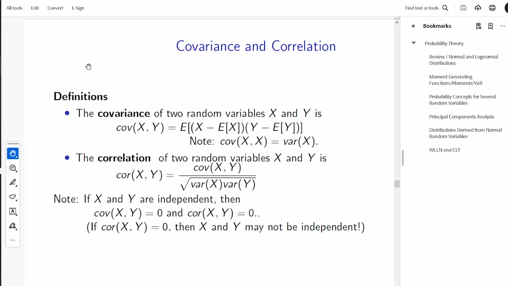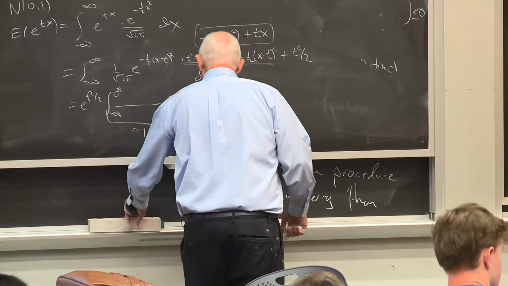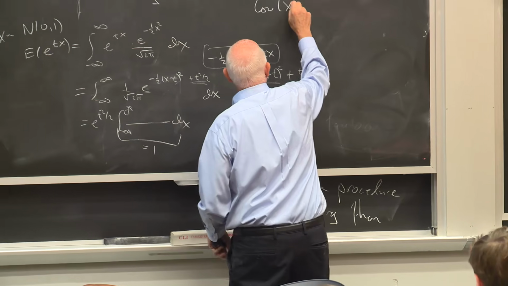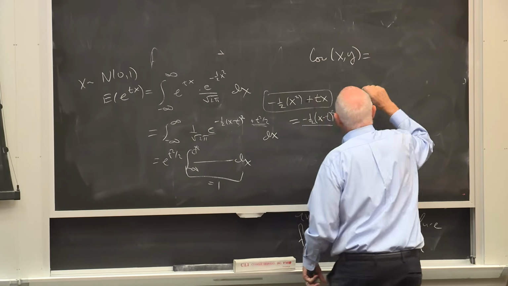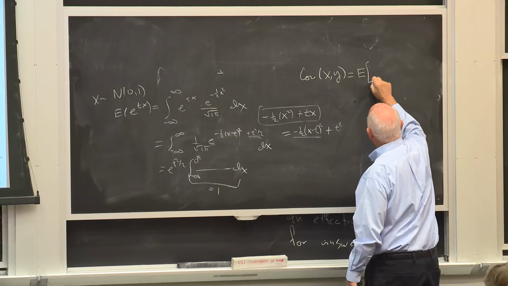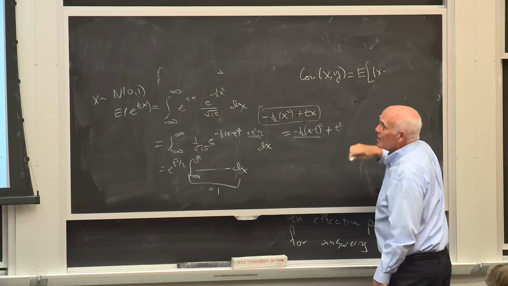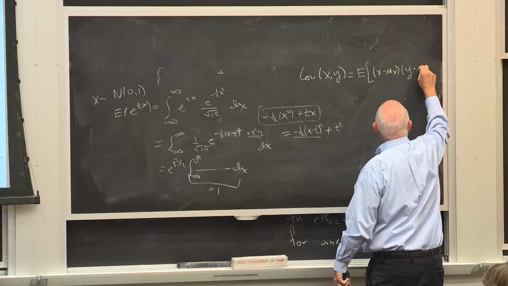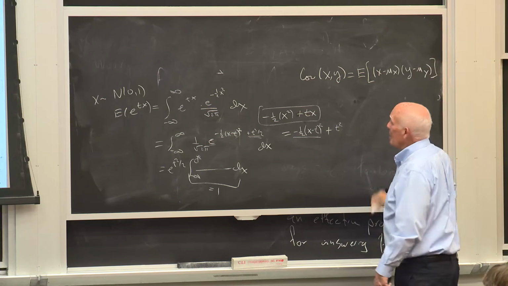Now, we can compute covariances between two random variables and correlations. And so with a covariance between two random variables, this is a generalization of the variance for one variable, but this is the probability weighted average of x minus mu x times y minus mu y.